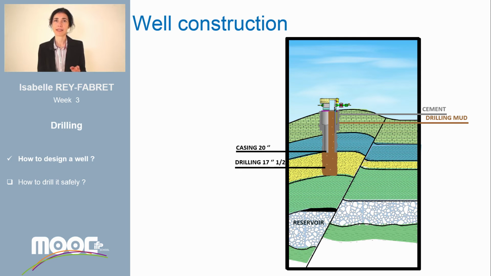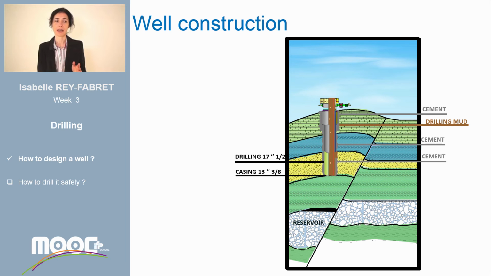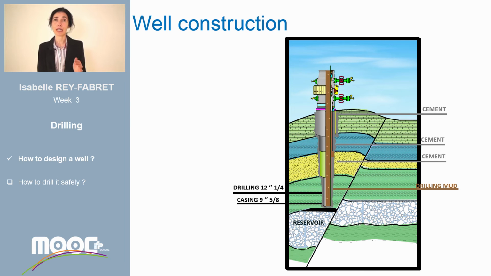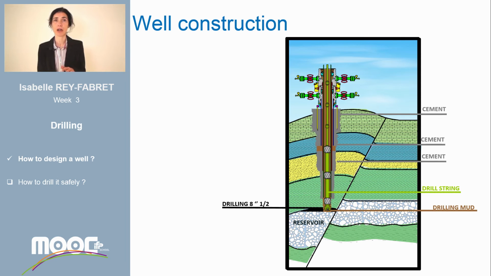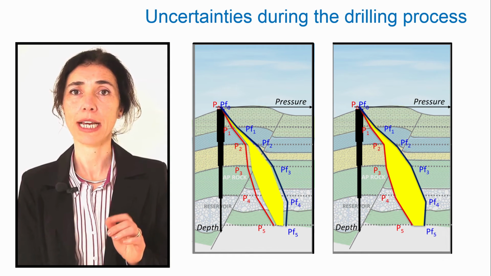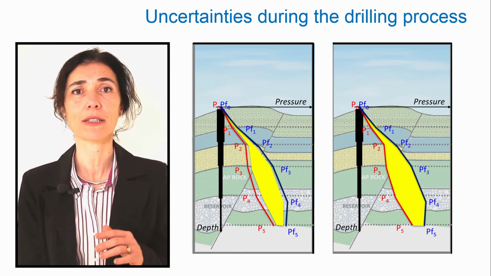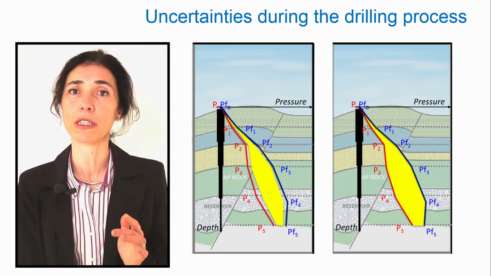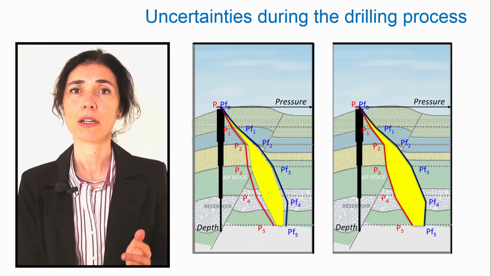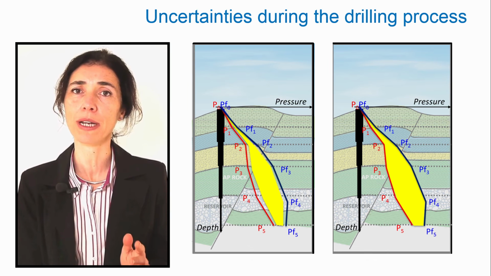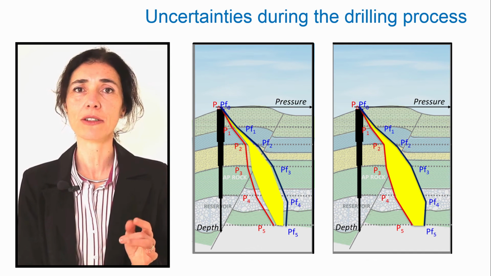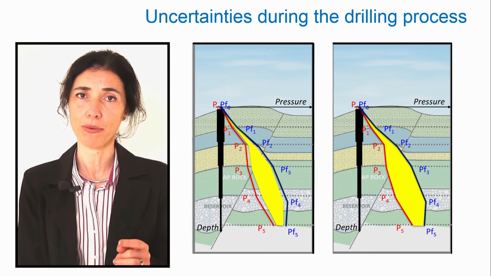The last casing is a production casing, which allows the reservoir to be isolated. During the last phase, the well enters the reservoir. When a well is an exploration well, designing is much more difficult due to a lack of measurements and information to describe the subsurface. The mud window is not accurately known. Such uncertainties have to be taken into consideration in the drilling process.